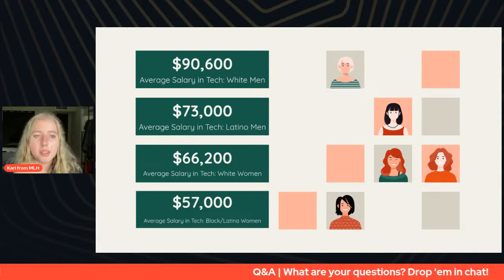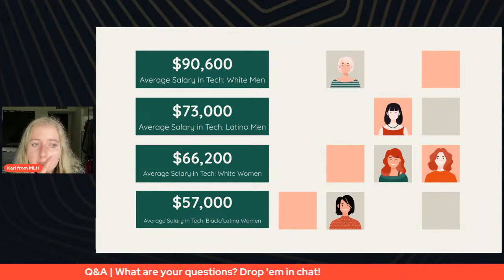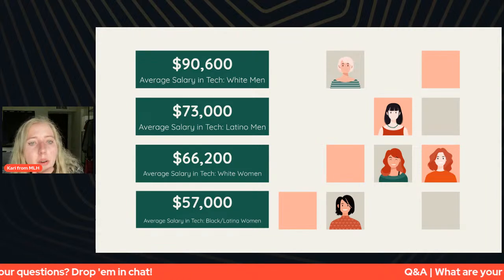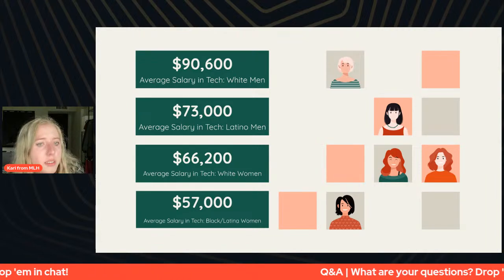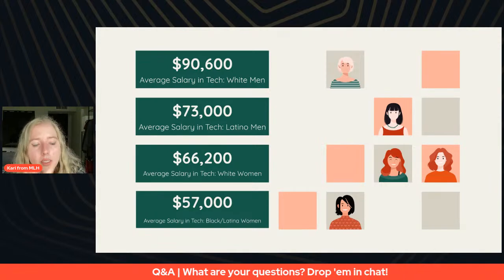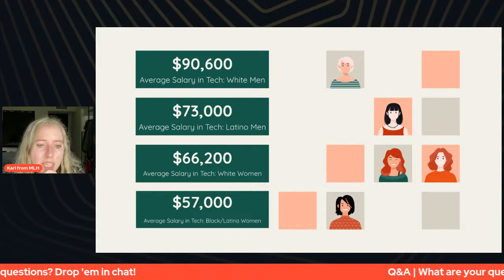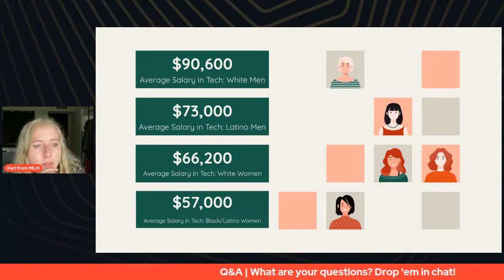And then I found this statistic also while doing research for this presentation. The average salary in tech for a white man is about $90,600. The average salary in tech for a Latino man is about $73,000. The average salary in tech for a white woman is about 66.2. And the average salary in tech for a Black and Latino woman is about 57,000, right?